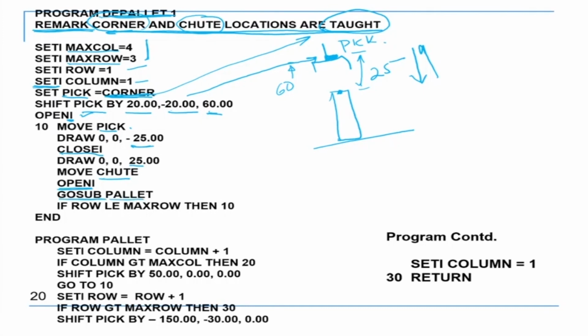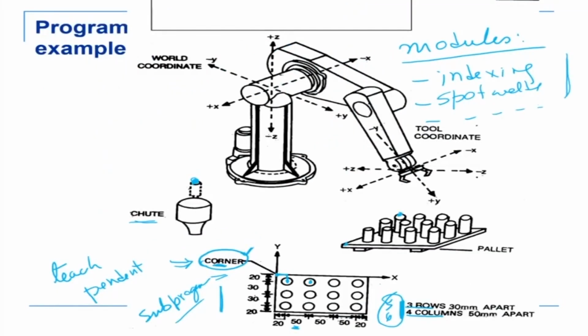After dropping the part, you go to the go subprogram palette. In the subprogram palette, it takes the column. We had started with 1, so the column becomes 1 plus 1, which is equal to 2. So it has set the column to 2 now. It will shift the pick from here to here, simply shifting by 50.